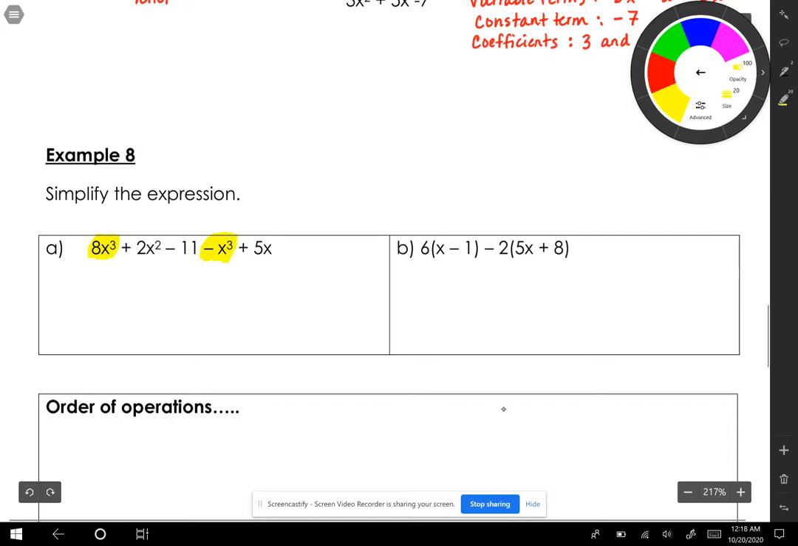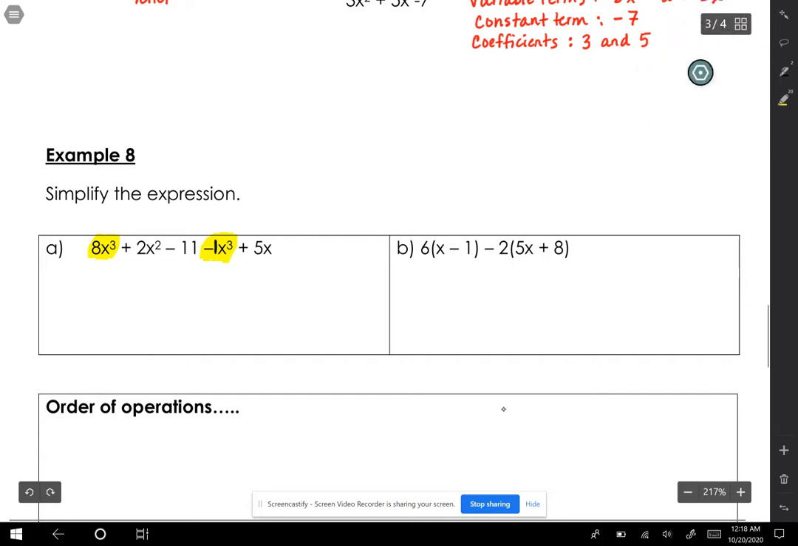And just to show you, I'm going to put a 1 here because that helps students a lot of times, just to put that number in front, because the variable is not negative, it's a number in front. I don't see anything alike with 2x squared, nor do I see anything alike with 5x, nor anything with the -11. So I'm ready to combine like terms.